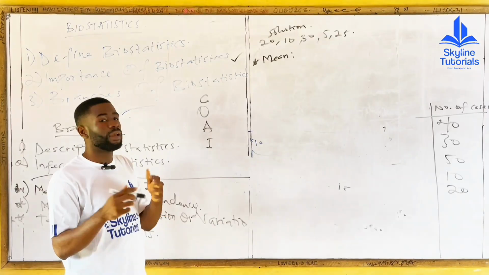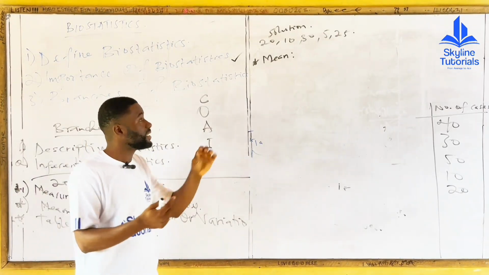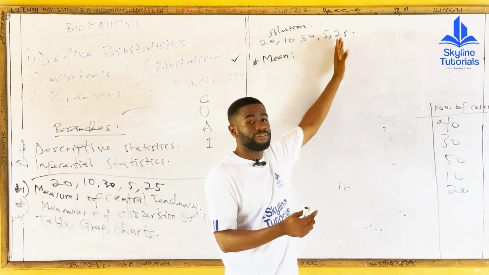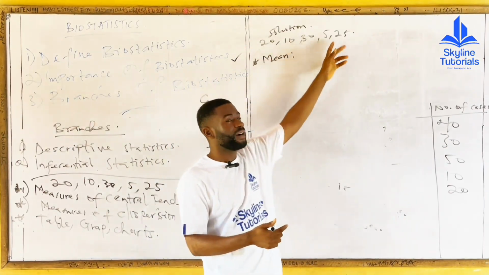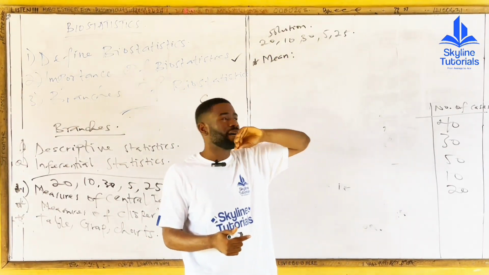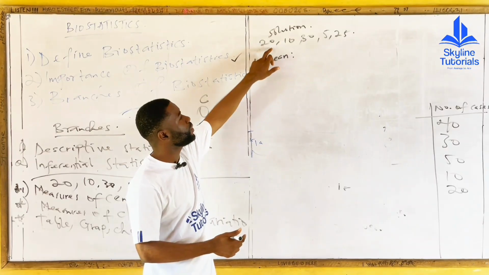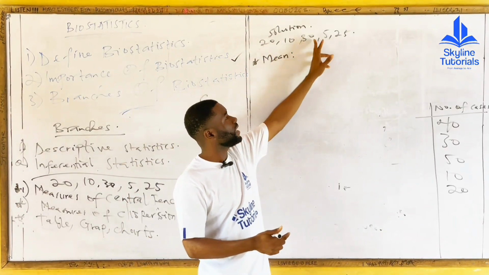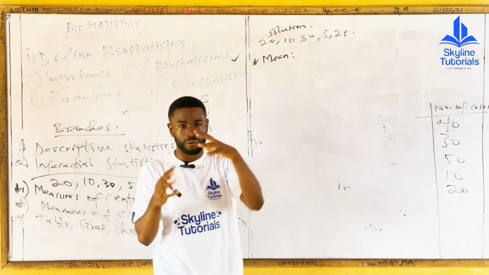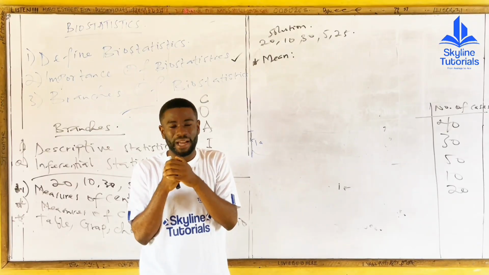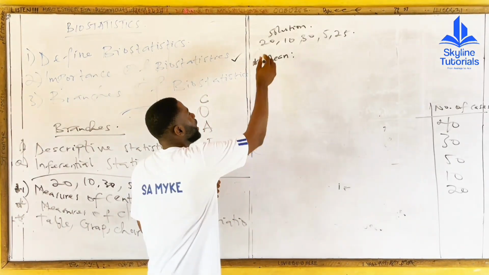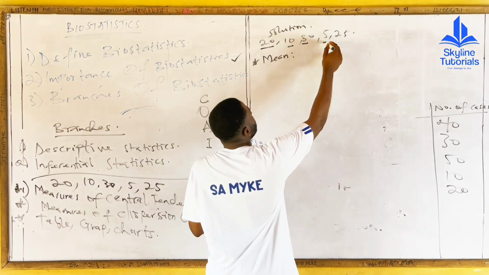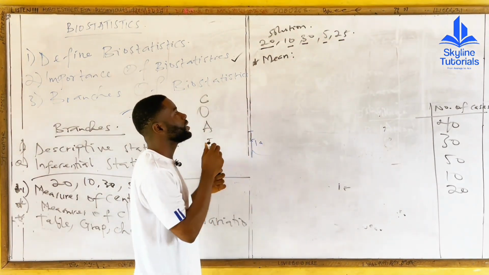The mean here is simply the sum of the different values all over the number of values. What does that mean? It means I have 20, 10, 30, 5, 25. We give the sum of it. That means we add it up and then divide by the number of values. How many values do we have here? We have 1, 2, 3, 4, 5. So let's see what the mean will be.